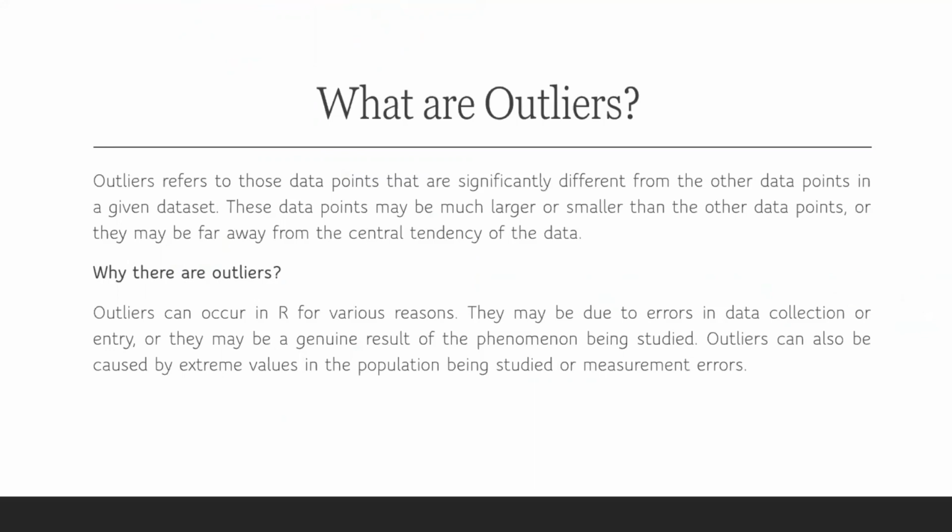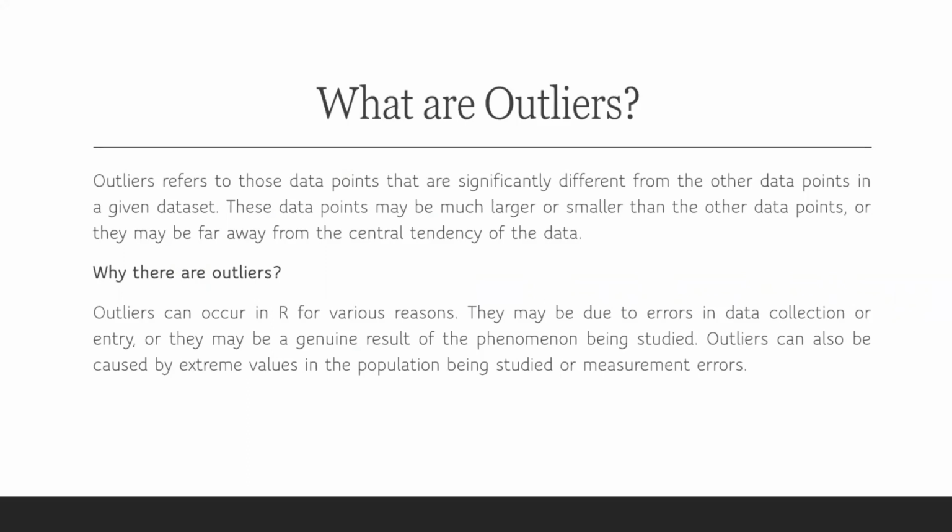So outlier refers to those data points that are significantly different from the other data points in a given dataset. These data points may be much smaller or larger than the other data points, or they may be far away from the central tendency of the data, which means that these are the strange data points or observations in the dataset that are not normal.